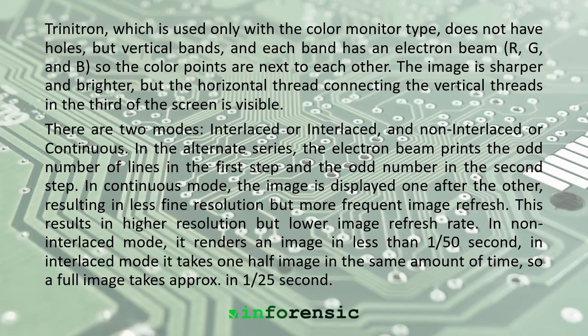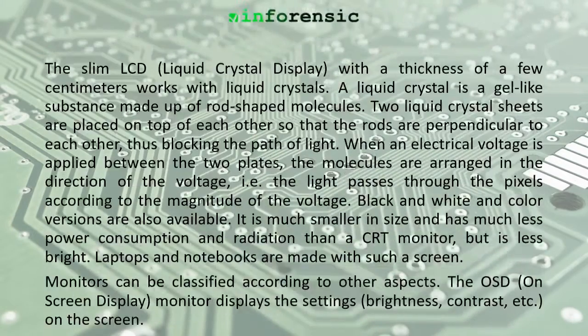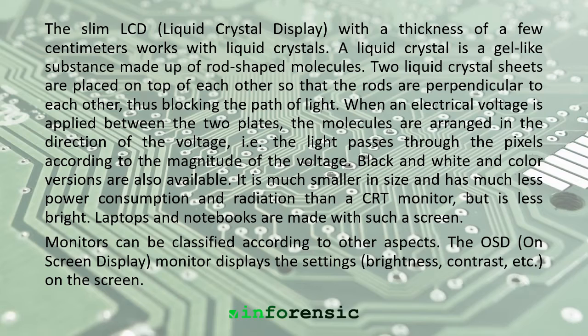In the interlaced mode, the electron beam prints the odd-numbered lines in the first step and the even-numbered lines in the second step. In continuous mode, the image is displayed line after line, resulting in less fine resolution, but more frequent image refresh. This results in higher resolution, but lower image refresh rate. In non-interlaced mode, it renders an image in less than 1/50th second. In interlaced mode it takes half an image in the same amount of time, so a full image takes approximately 1/25th second.